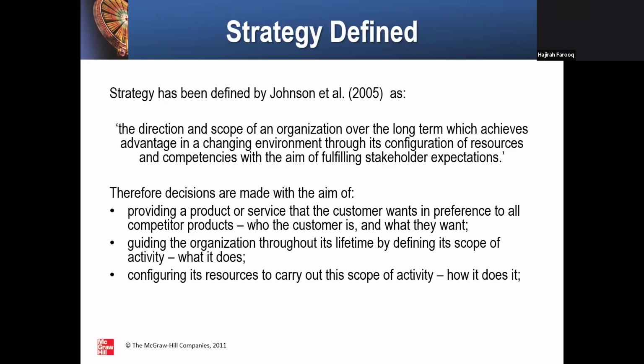So we started off with the definition of strategy, which is the direction and the scope of an organization over the long term, which achieves advantage in a changing environment through its configuration of resources and competencies with the aim of fulfilling stakeholder expectations, as set by Johnson and others in 2005. Then we discussed a few decision-making aims.